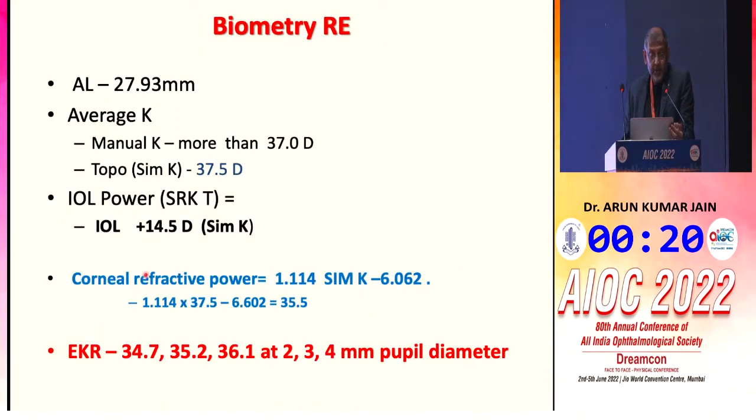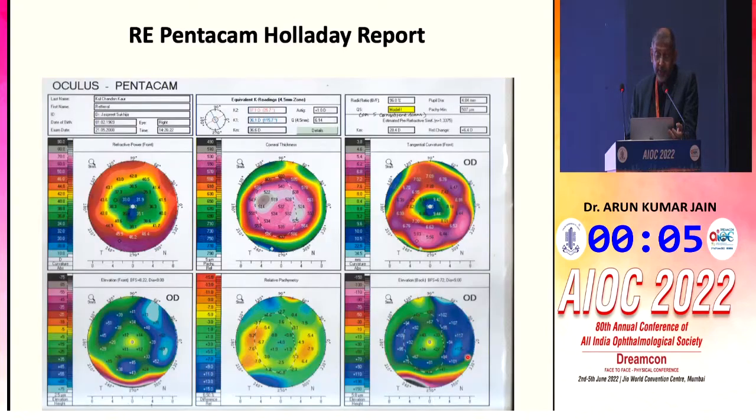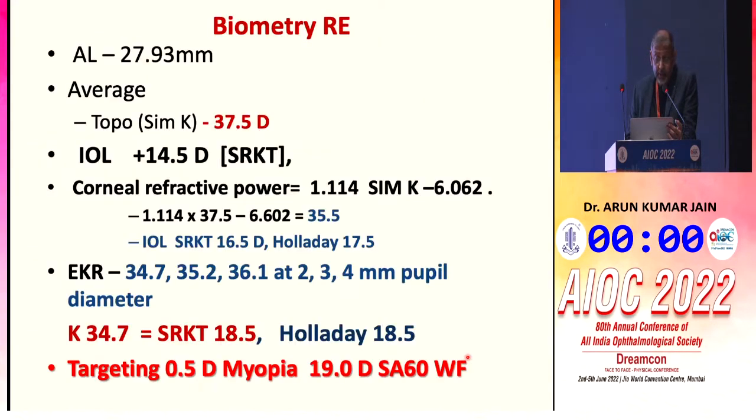The patient wanted surgery, and this is the biometry of the eye, and these are the SIMK readings, but the EKR readings are around 34.7, on an average around 35 at 1, 2, 3, 4 millimeter. And this is the Pentacam Holladay report of this patient, and you can see the EKR value. Taking into account the EKR value and calculating the IOL power using the SIMK, we could have chosen this lens, okay, because SIMKs were higher, but EKR values are lesser because there is a fallacy in calculation of SIMK.